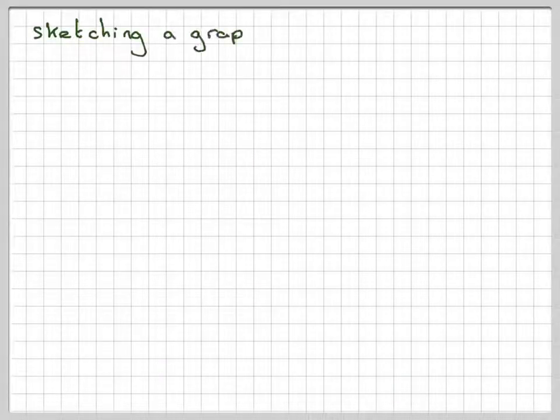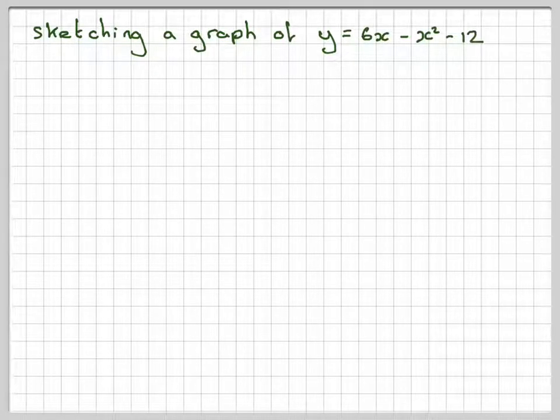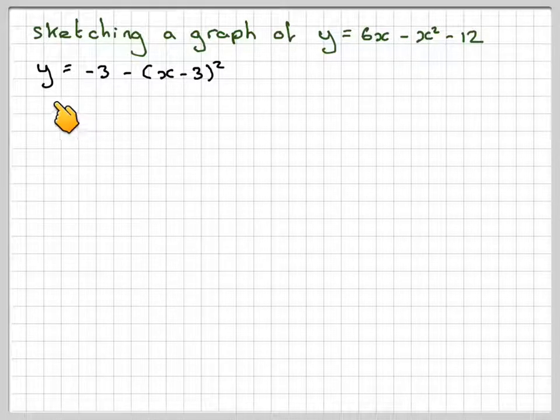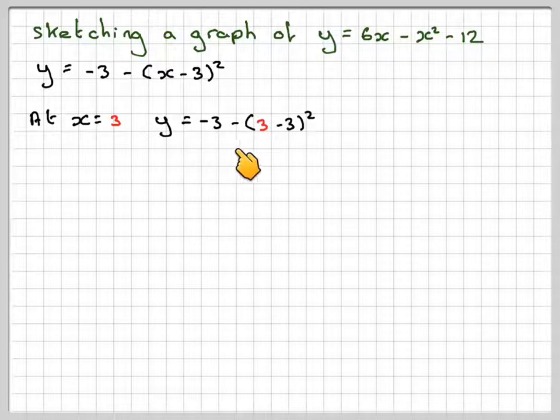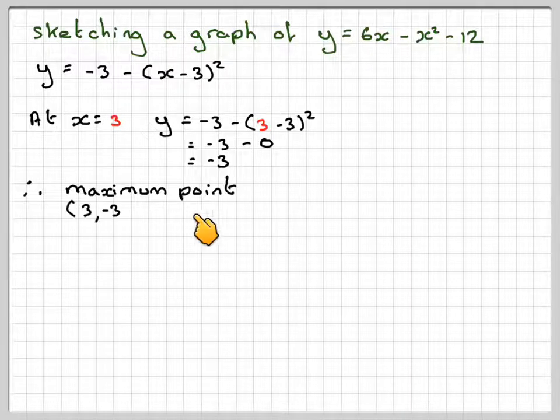So, if you're sketching a graph of y is equal to 6x minus x squared minus 12, using the completed square format, y is equal to minus 3 minus x minus 3 all squared, then at x is equal to 3, we're going to have that y is minus 3 minus brackets 3 minus 3 squared, which is minus 3 minus 0, which is minus 3. So the maximum point is going to be 3, minus 3.